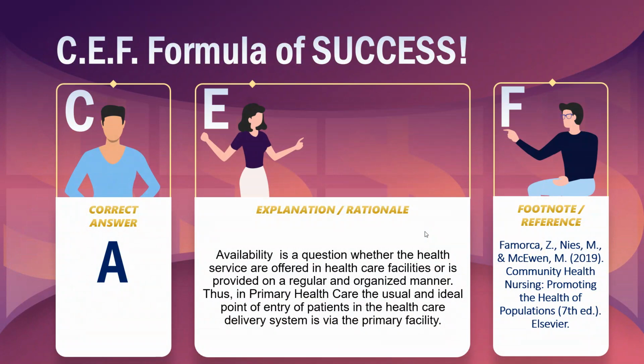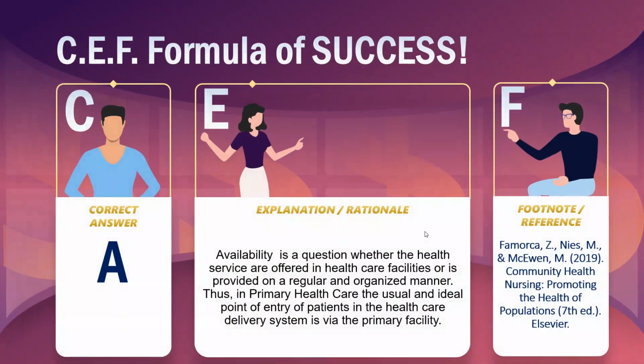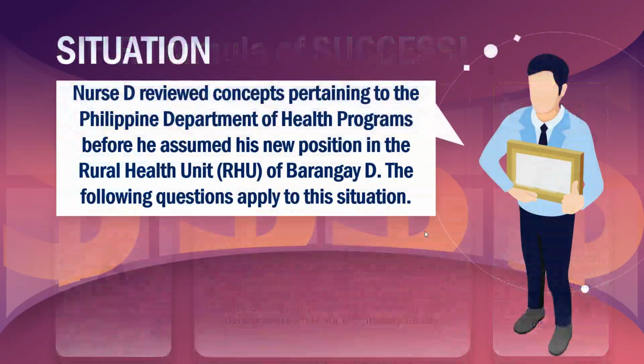Thus, in primary healthcare, the usual and ideal point of entry of patients in the healthcare delivery system is via the primary facility. The answer, alpha, for number 31. Let's proceed now to another situation.